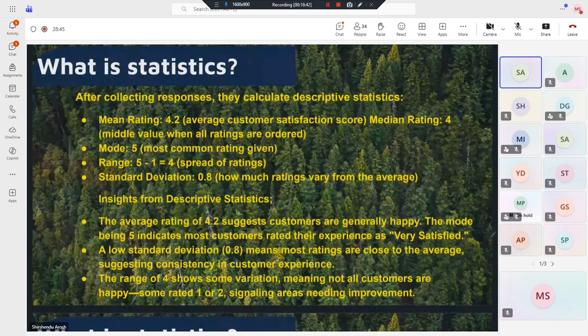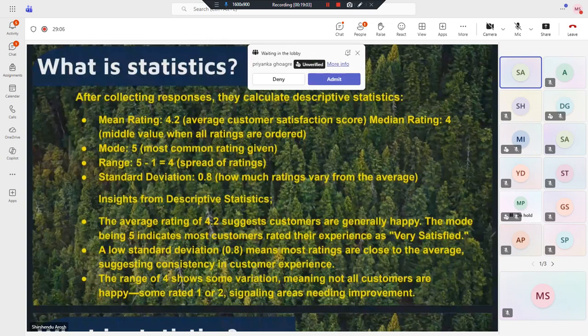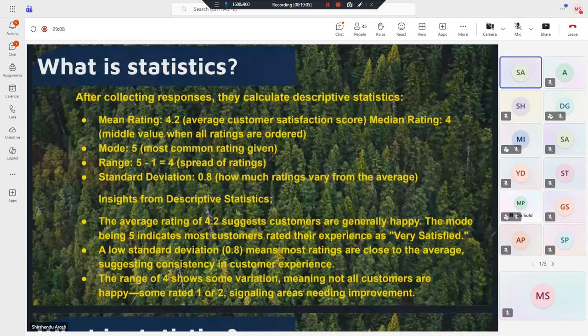Mode is 5, so that means the maximum number of people have given the rating of 5. The maximum customers are quite happy. Range, of course, is the maximum number minus the minimum number. So 4 is a wide spread. Basically, a few people are quite unhappy with the particular scenario. If it were small, say 2 or 3, given that the mode is 5, that could mean the lowest ranking is not going towards 1. That kind of inference you can make from this number.